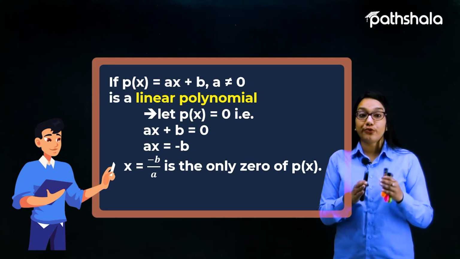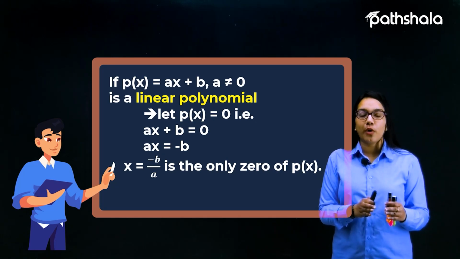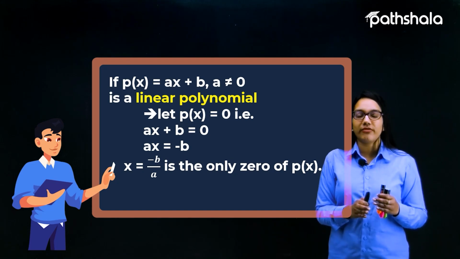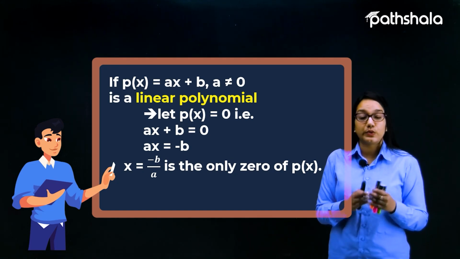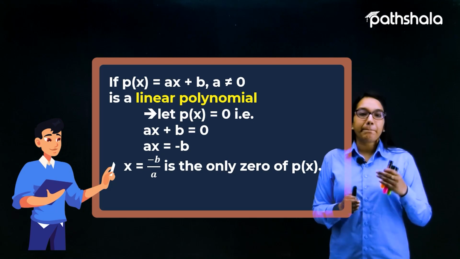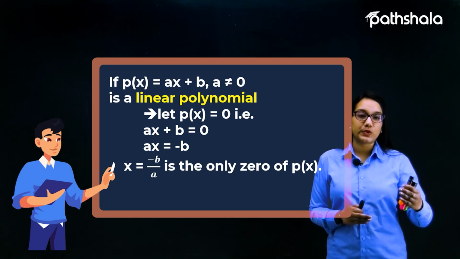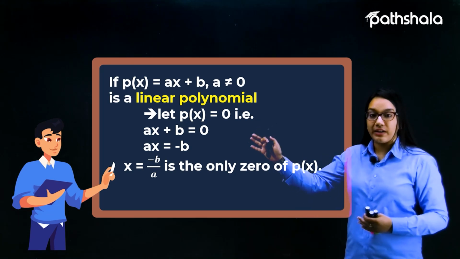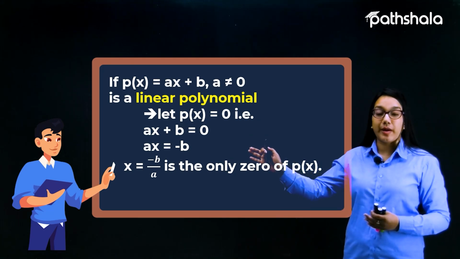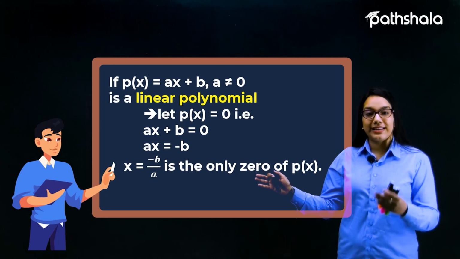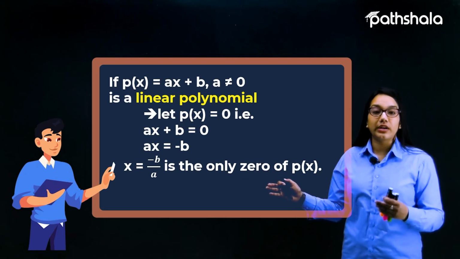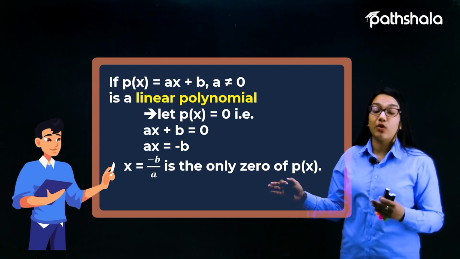So in order to find the zero of a polynomial, you always have to suppose that the polynomial function p(x) is equal to 0. After putting p(x) equal to 0, find the value of x, just like we did over here, as x is minus b by a. This value at the end is called the zero of the given polynomial function p(x).